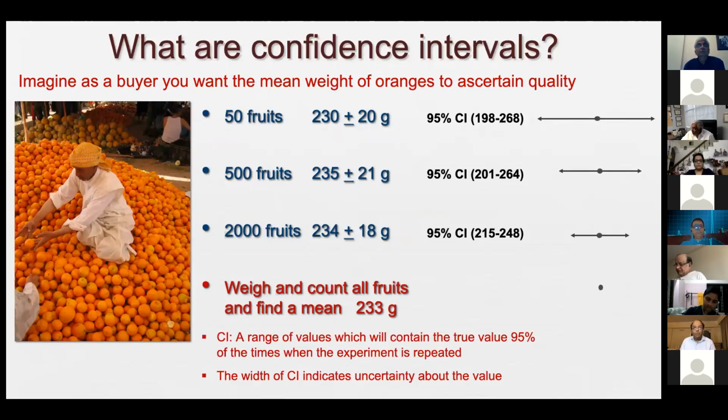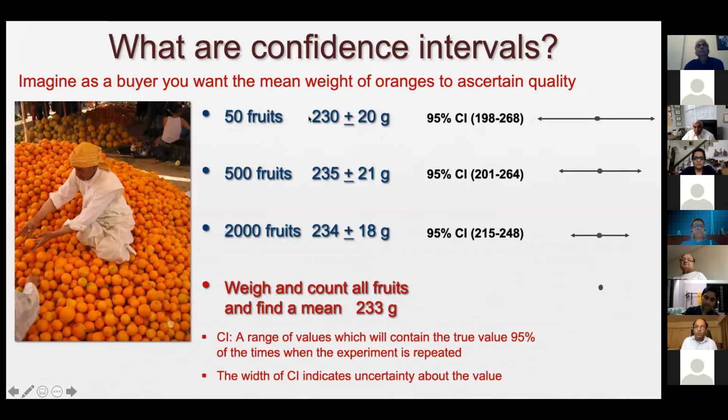Now coming to another important thing that we see: confidence intervals. They are there in every trial, and most of us know what a confidence interval is. But to refresh, and for the benefit of youngsters, I will repeat what confidence intervals mean and how they are computed. Supposing as a buyer, you want to buy oranges, but you want to ascertain their quality, and you want to know the mean weight of oranges. Suppose you take 50 fruits out of this, and you calculate the mean weight and the standard deviation, you come to have some idea about the quality of oranges.